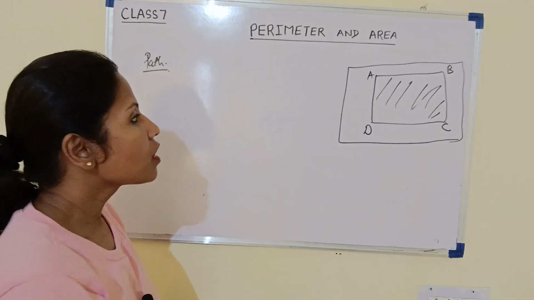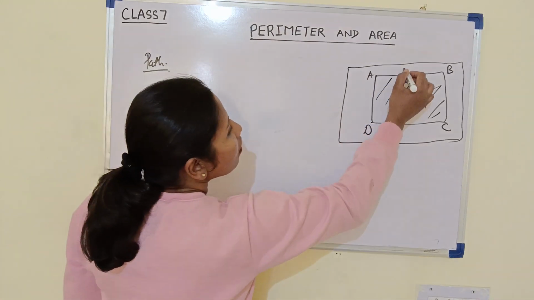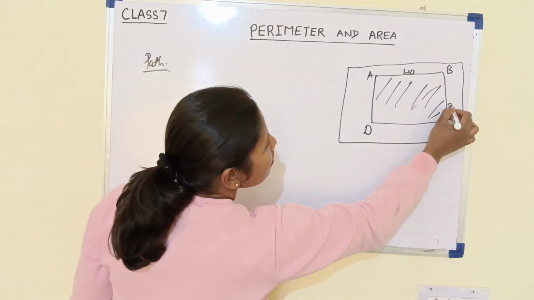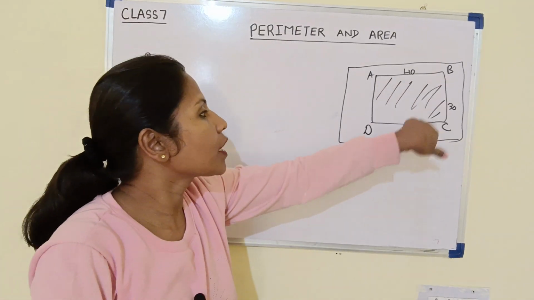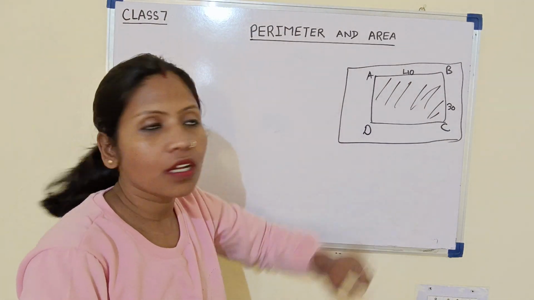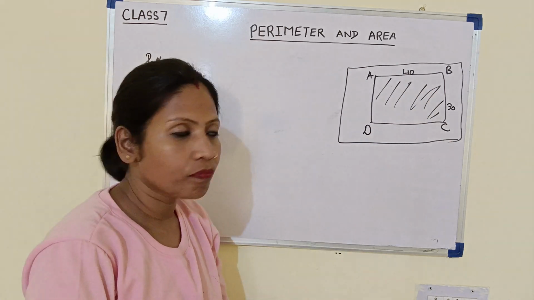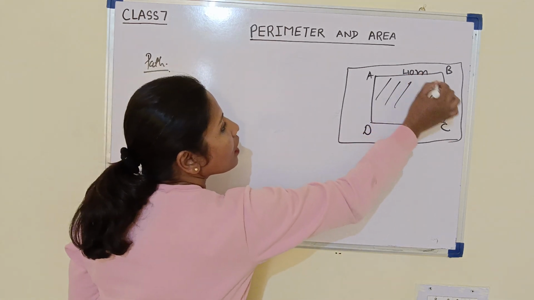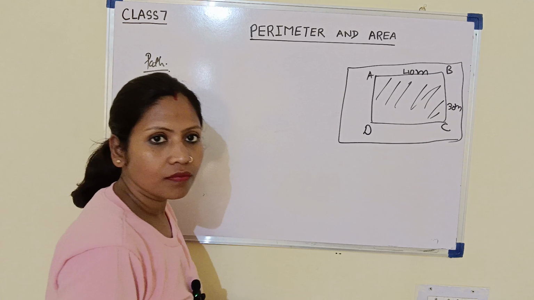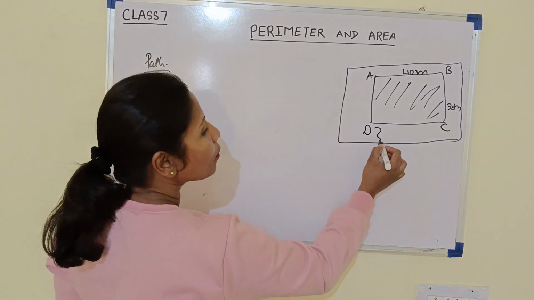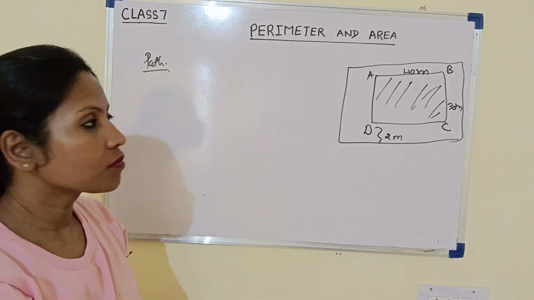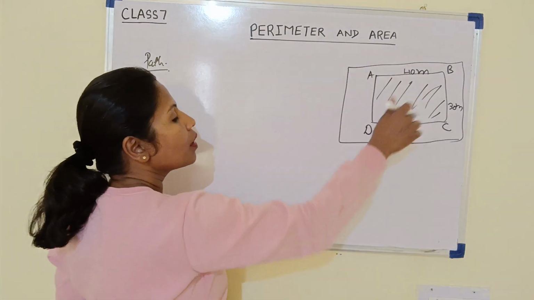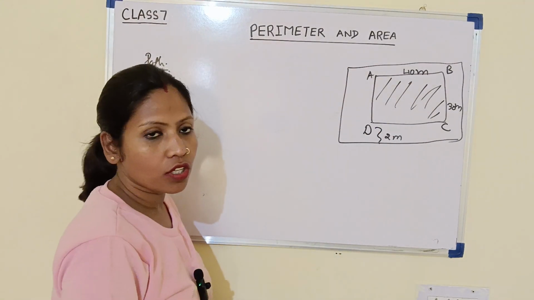Okay, suppose make it a 40 meter and this is a 30 meter. Okay, so अंदर वाला जो है इसका रेक्टेंगुलर पार्क है, उसका लेंथ 40 मीटर है और 30 मीटर है. ठीक है, 40 मीटर है और 30 मीटर है, और ये जो है 2 मीटर का पाथ बना हुआ है चारों तरफ. Got it? 2 मीटर का पाथ बना हुआ है चारों तरफ.